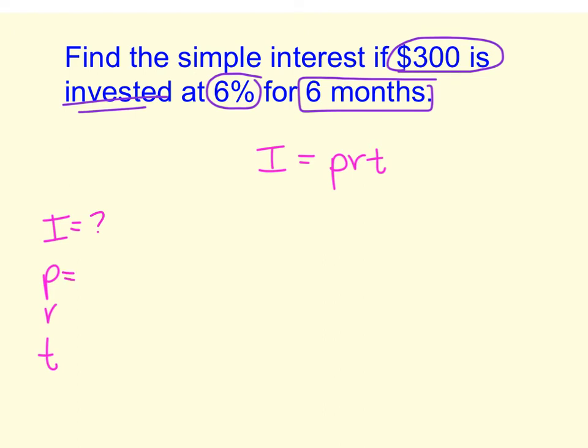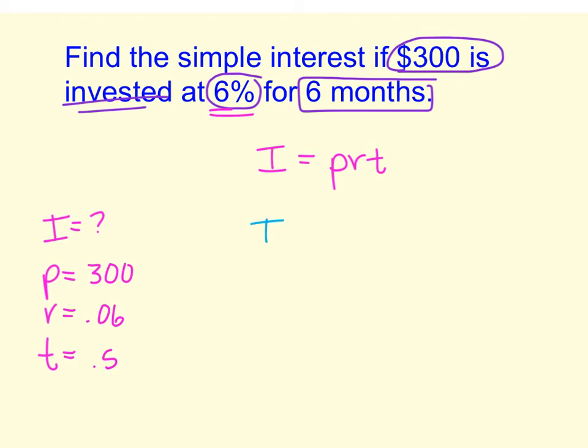P is the principal. And if you remember when you wrote down the equation, you also wrote down that principal means deposit or it means investment. So we can see that $300 is invested. So that is an investment. So our P is 300. The R is the interest rate, and this is going to be the percent. So that's the 6% as a decimal is 0.06. And then T is the time in years. Here's where it's a little bit tricky. We're talking about 6 months. So how much of a year is 6 months? Well, that's half of a year, or 0.5.